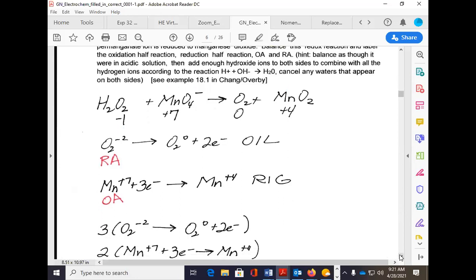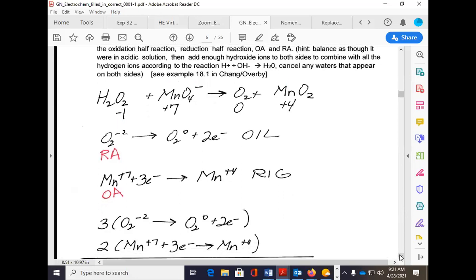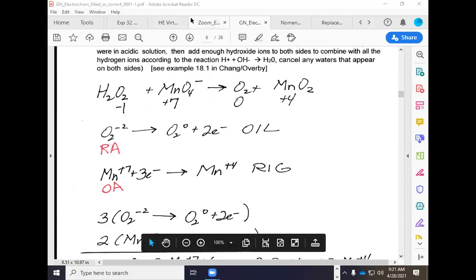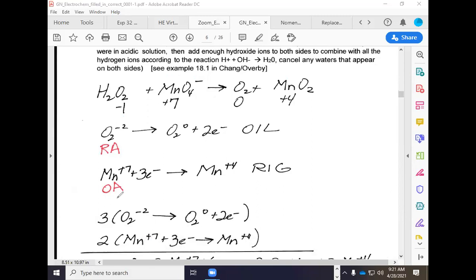We're going to next balance our electrons. So we multiply this by 3 to get 6 electrons. We multiply this by 2 to get 6 electrons. And then what you're going to do next is the distributive property and add everything up. So go ahead and do that, and then I'll show you the answer.